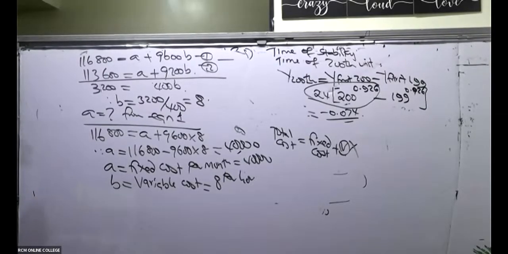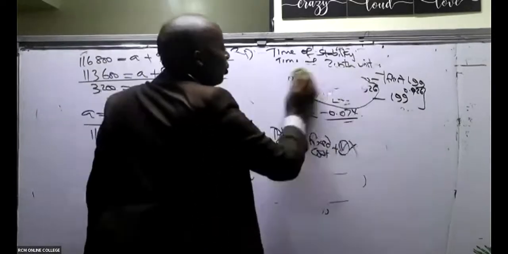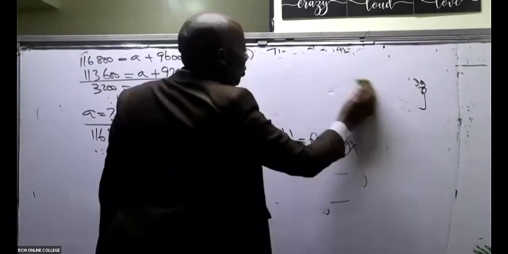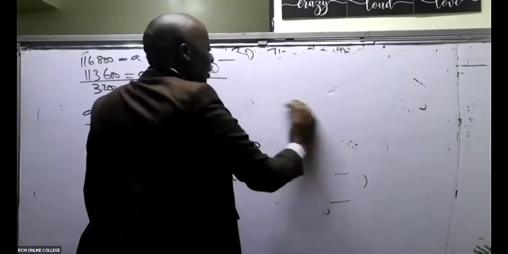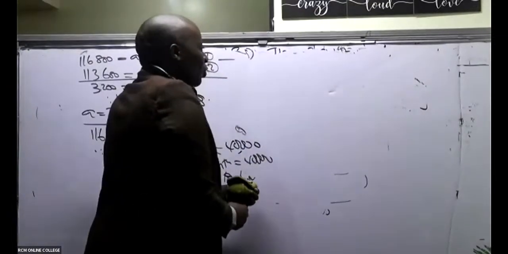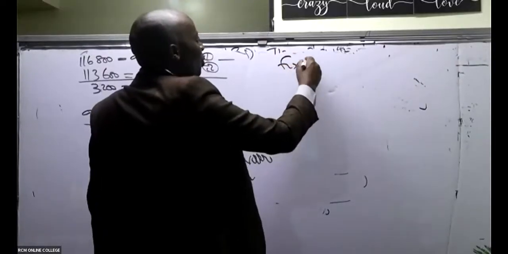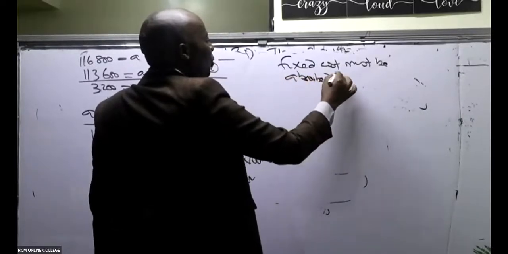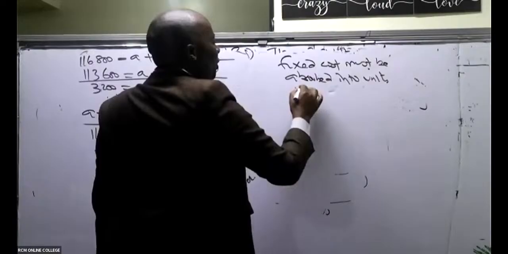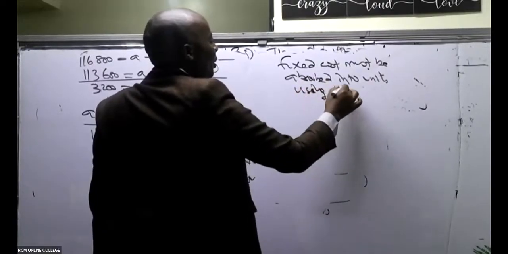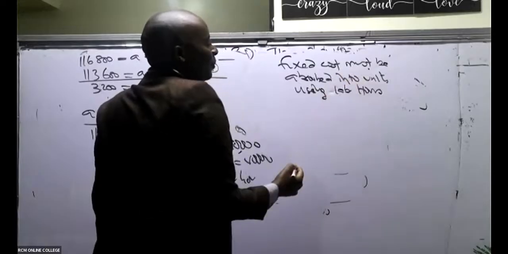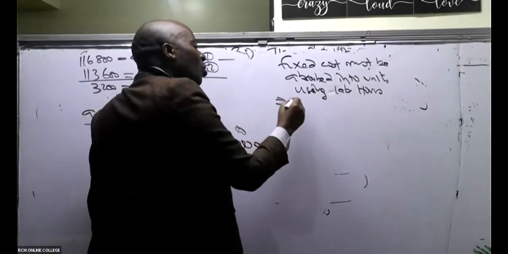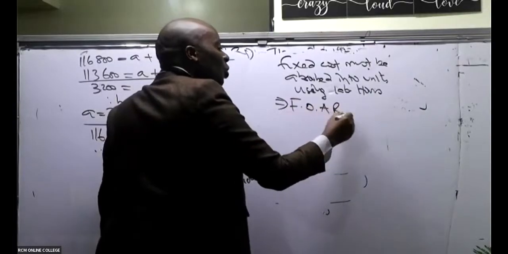Fixed cost must be absorbed into units using labor hours. So that means that we need what we call the fixed overhead absorption rate.